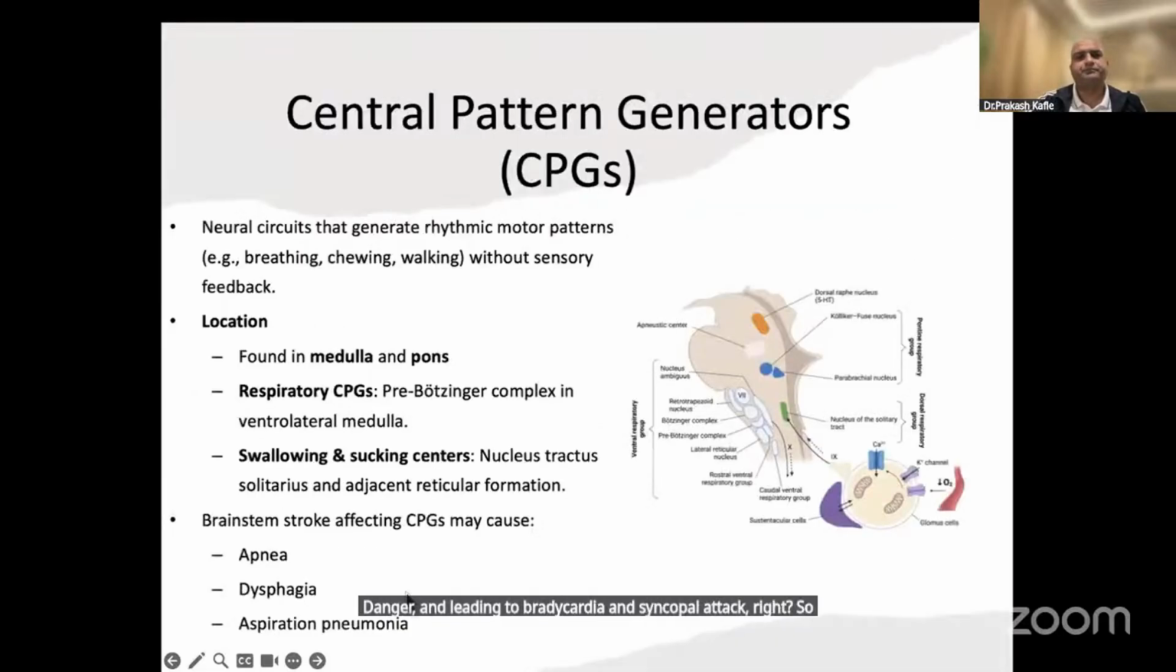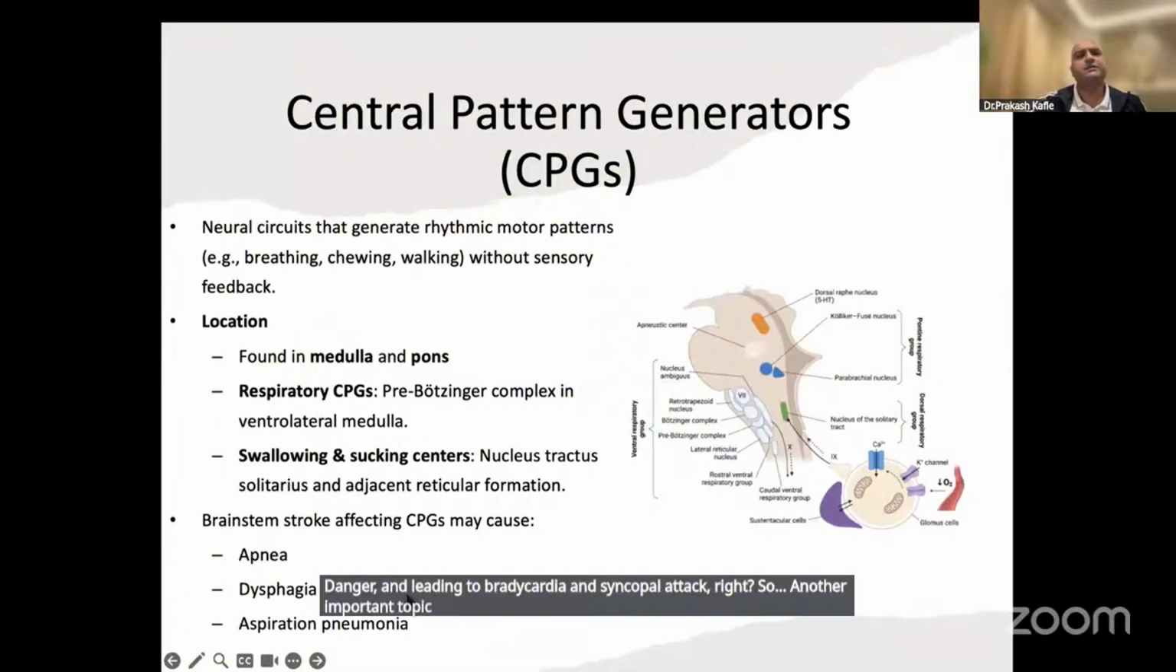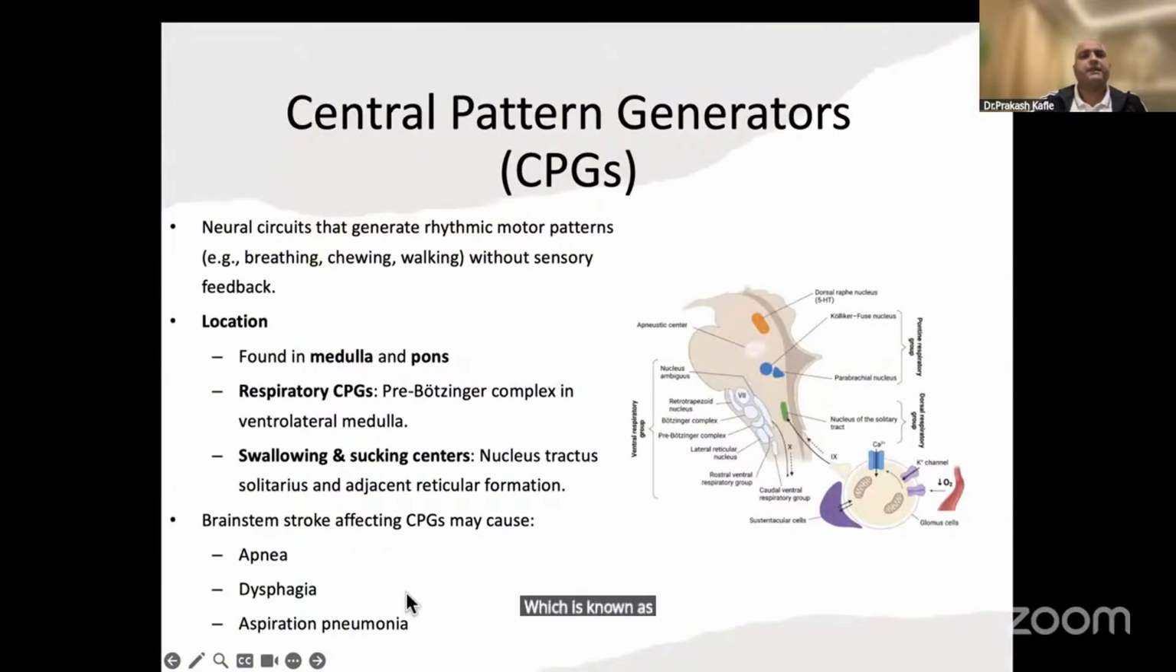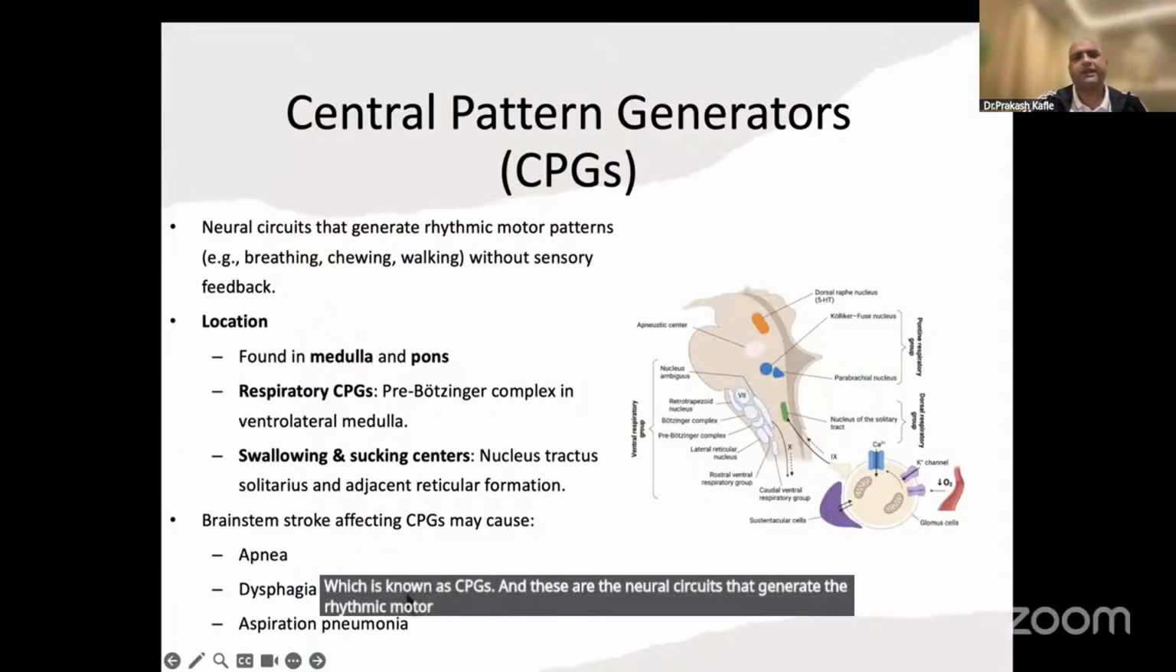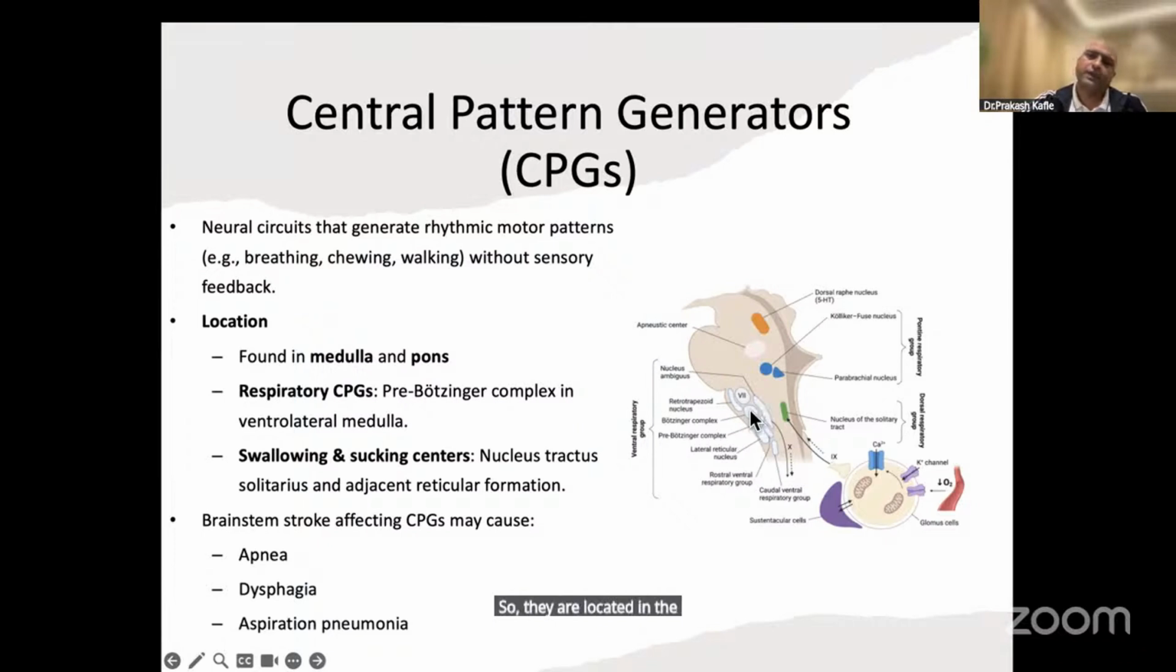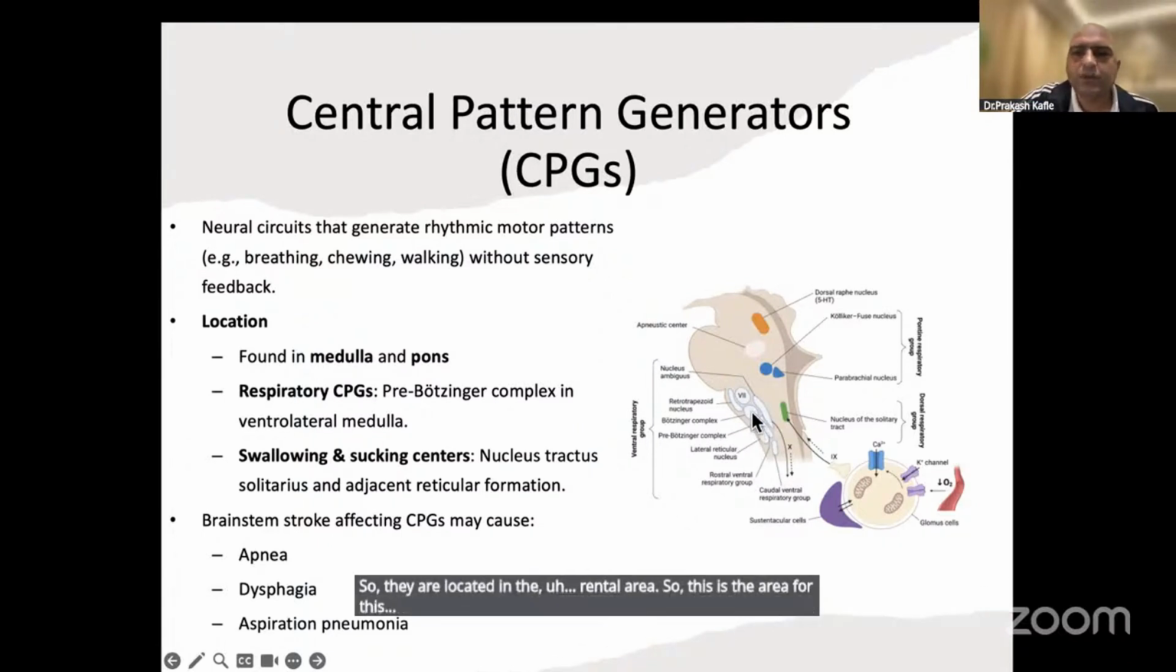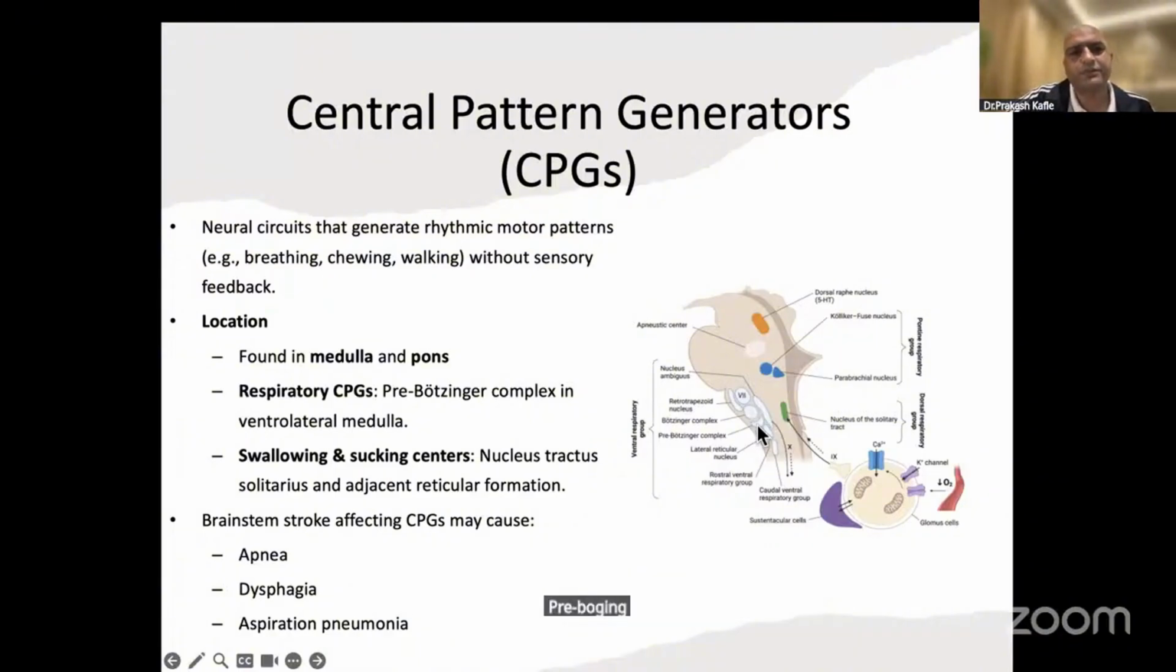So another important topic and center in the brainstem is central pattern generators, known as CPGs. These are neural circuits that generate rhythmic motor patterns, like breathing, chewing, and walking, without sensory feedback. They are located in the ventral area. This is the area of the Bötzinger complex, and the pre-Bötzinger complex is responsible for these central pattern generators.